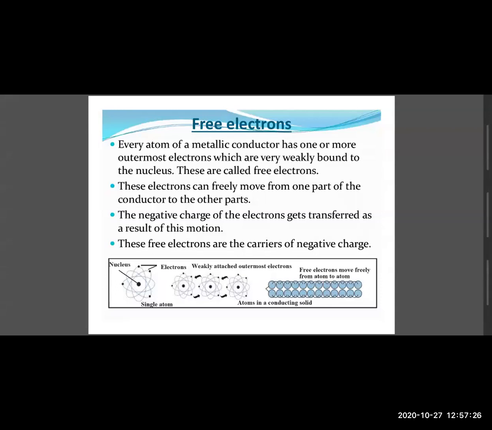So they will be very weakly held by the nucleus, and they can be easily removed, right? Metals have very loosely bound electrons, which can be removed. So when you have lots and lots of atoms, those free electrons will be free to move within those atoms, and thereby have the ability to transfer a charge, and hence they can conduct electricity.